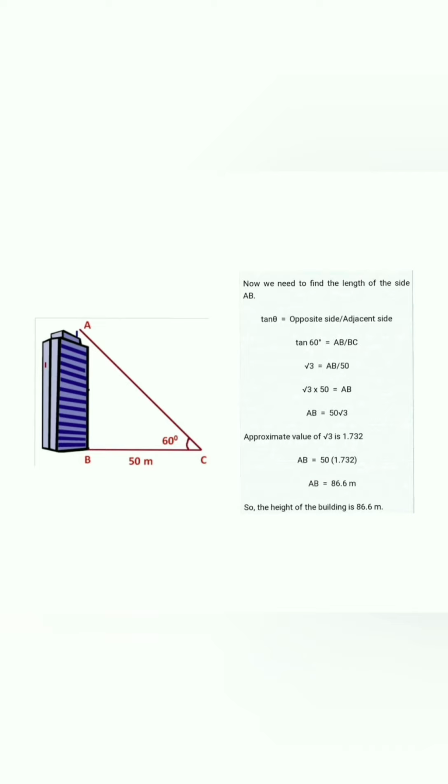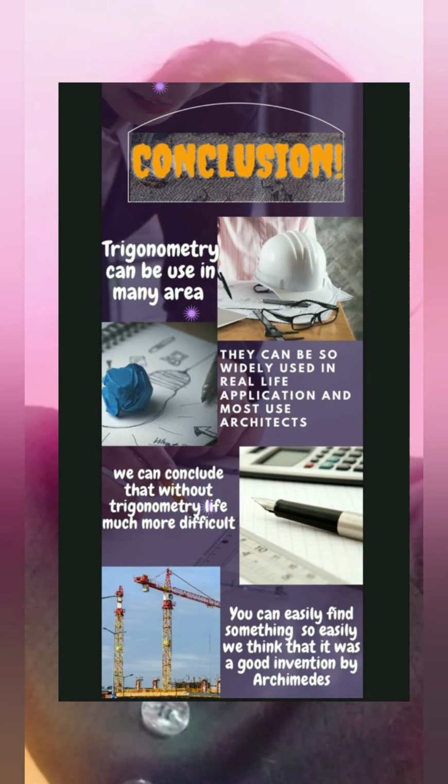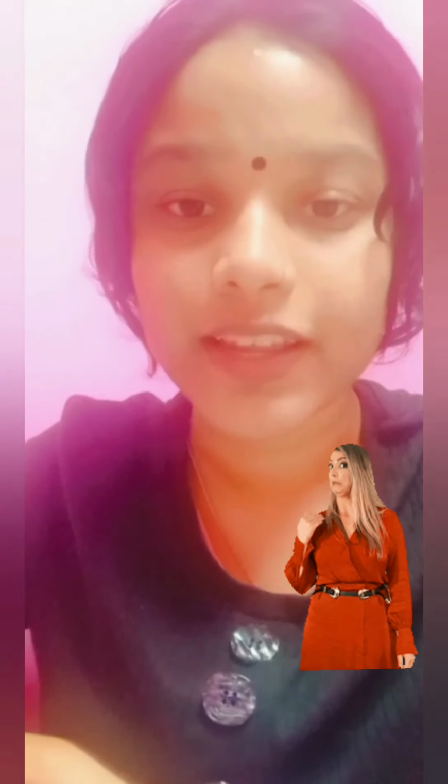Okay, this is how architects use trigonometry in their work. The conclusion that we realize is trigonometry is the most important thing in our real life and can be used in many areas such as architecture and astronomy. For example, climbing a tree, you can easily find the height using trigonometry. It can be widely used in real life applications. From here, we can conclude that without trigonometry, life will be very difficult.